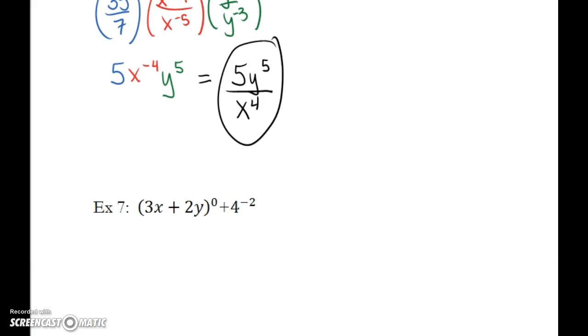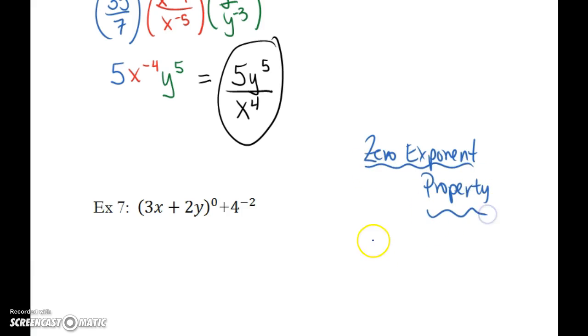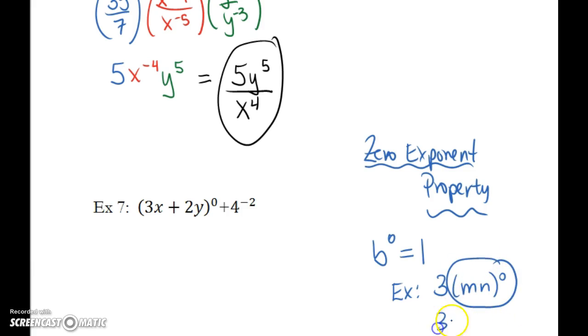Finally, our last example uses what's called the zero exponent property. And the zero exponent property says the following. Any base to the 0 power is equal to 1. Now you have to be a little careful. So for example, if you have 3 times mn to the 0 power, this doesn't all become 1. Only the portion that has the 0 exponent becomes 1. So this is 3 times 1, which is then 3.